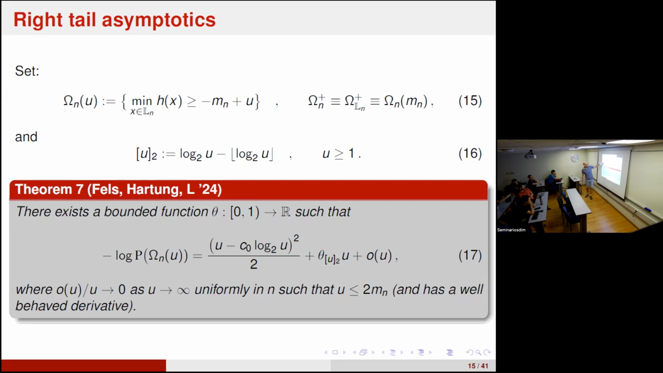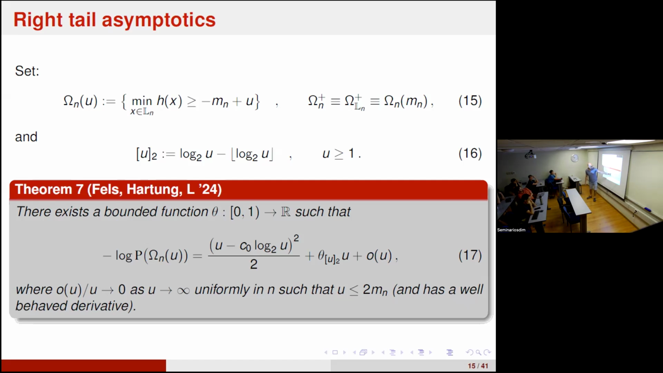So I'll call omega nu the probability that, so typically the minimum is at level minus mn, that's its typical centering value. Now this is the right tail of the minimum, and I'm interested in this probability for u, which can be as large, for instance, as mn. So that if I put mn here, I get that the minimum is positive. Okay, and it turns out that this is the asymptotic formula for this right tail event. So the probability that the minimum is higher by u than its typical value is this.